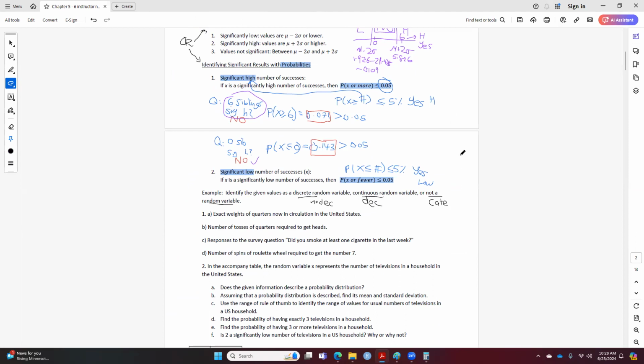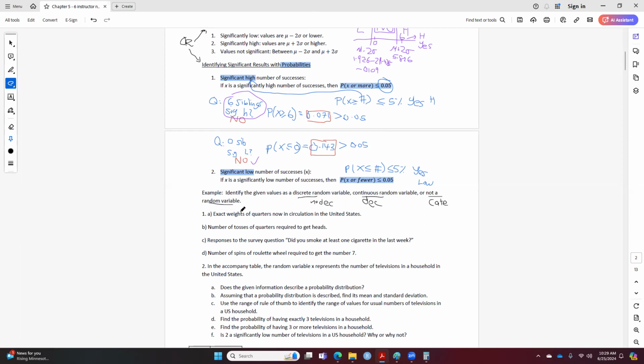That means, do you have a credit card? Your answer is yes or no. Are you male? What gender are you, male or female? Those are all categorical. So if you have a categorical type, then it is not a random variable in this case.